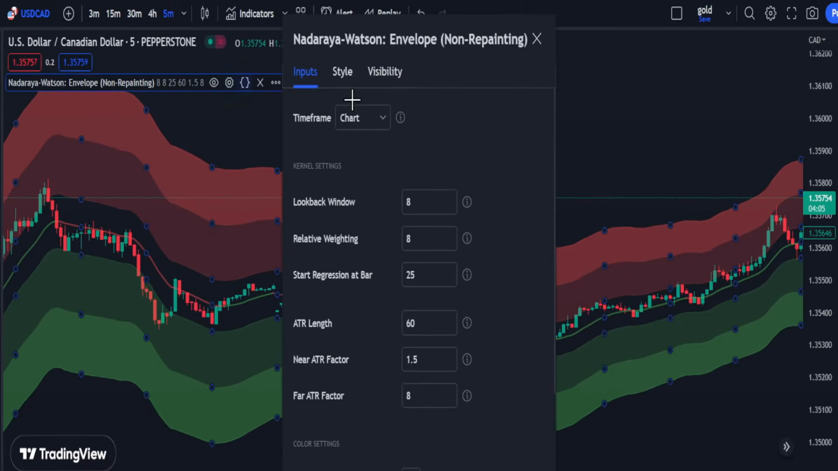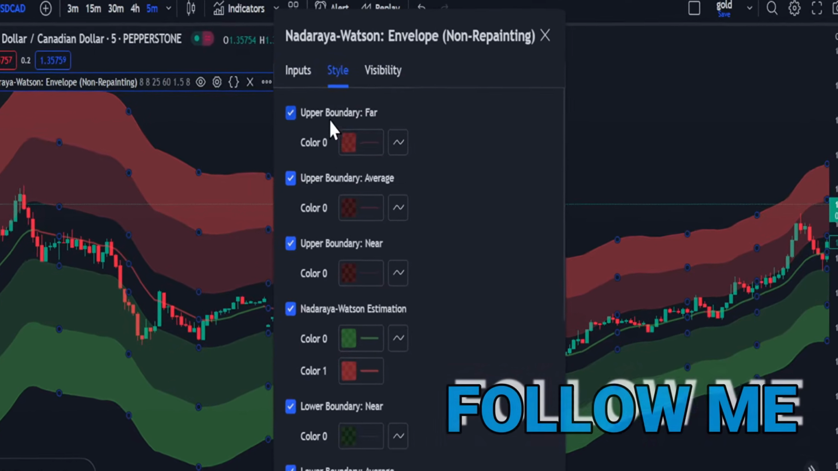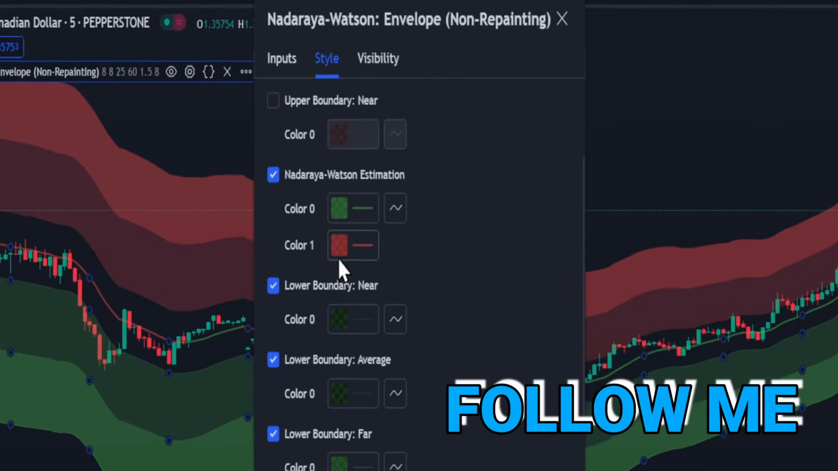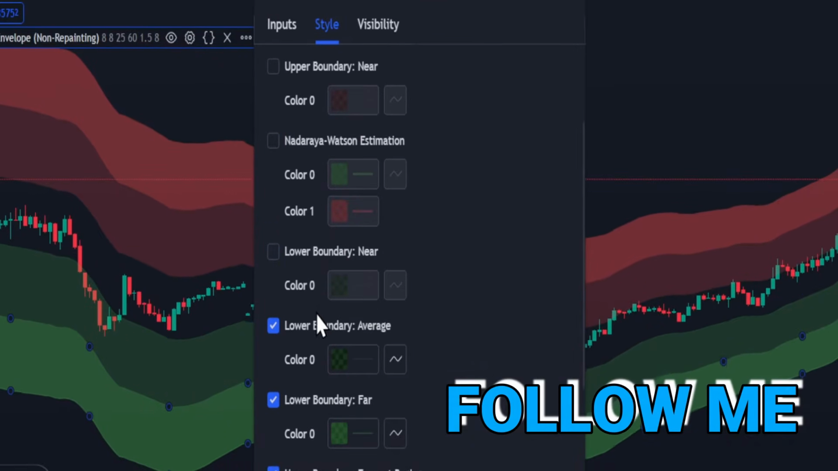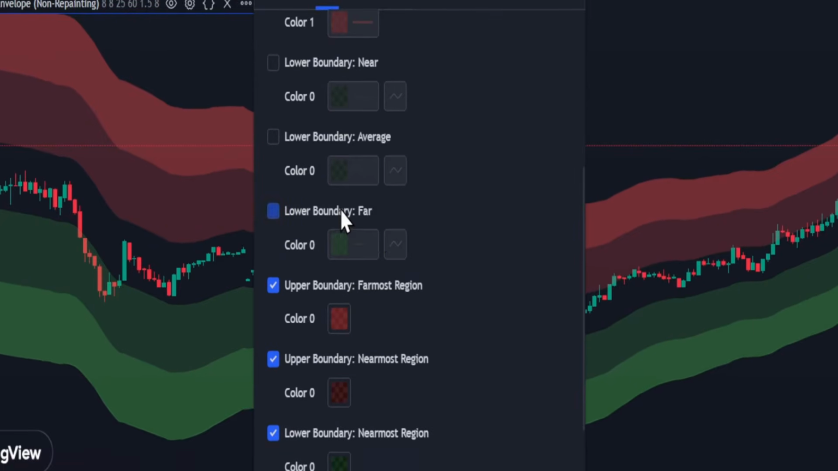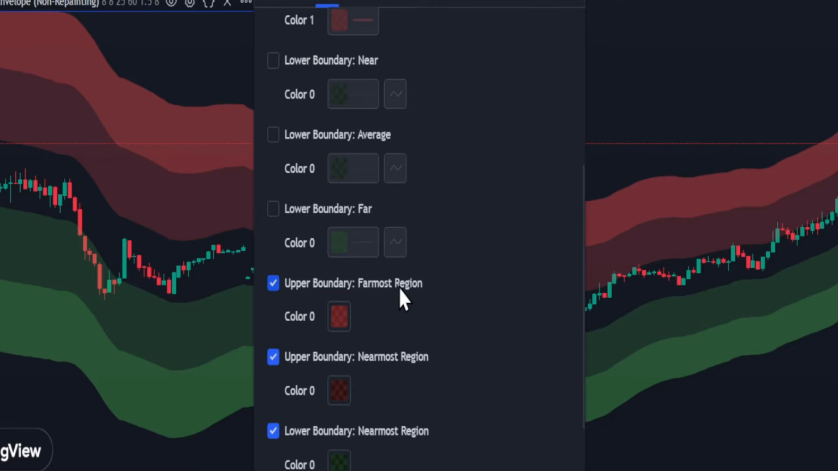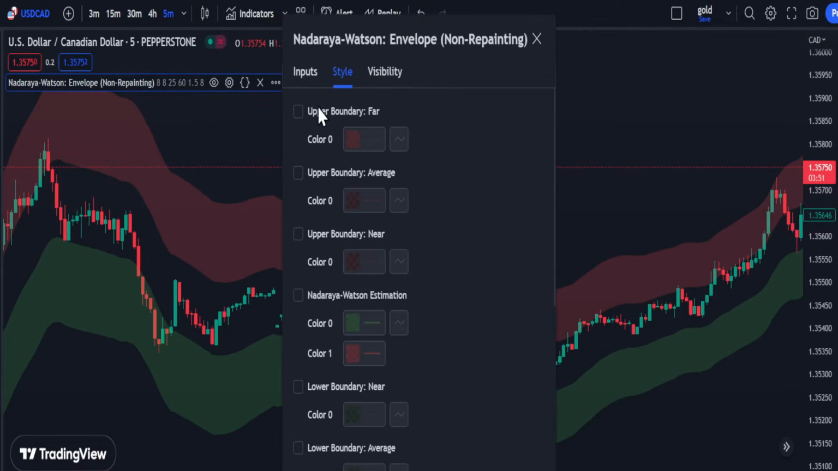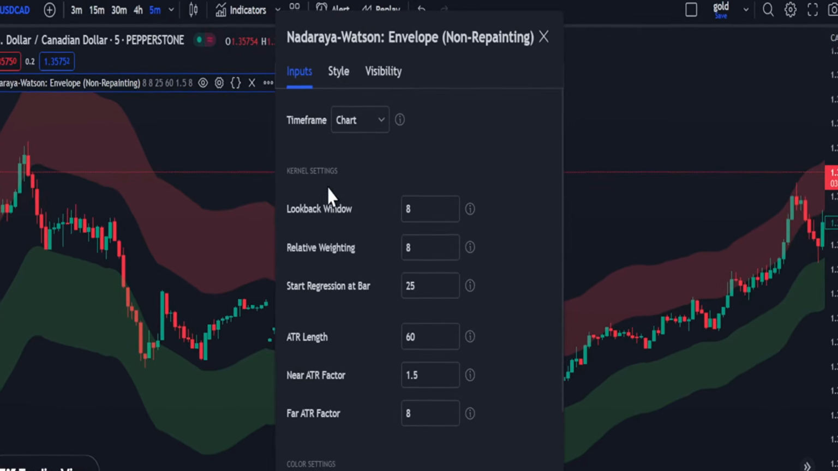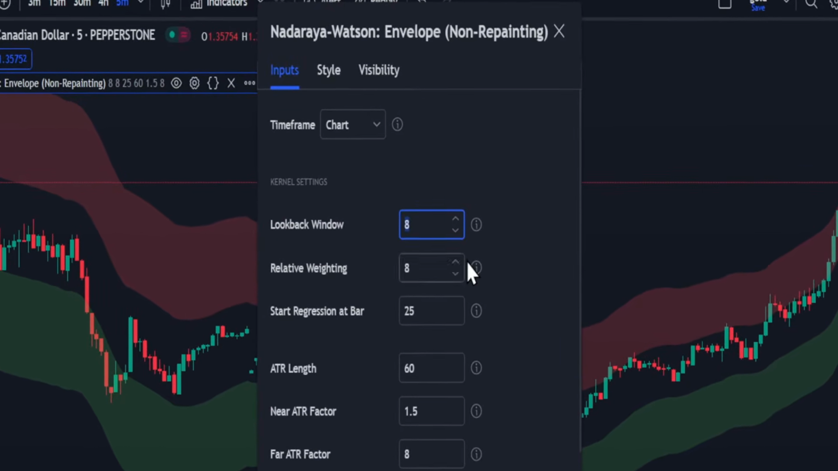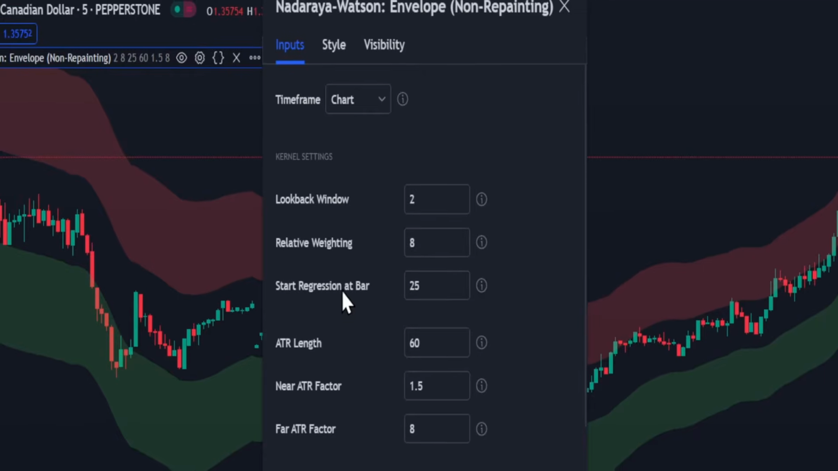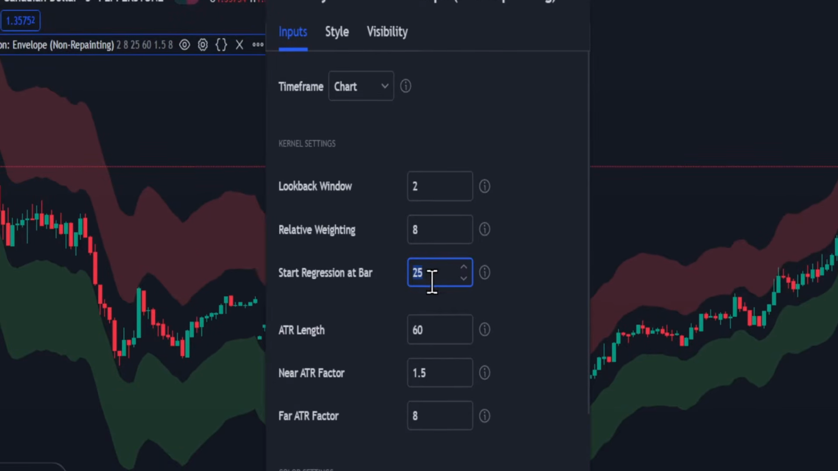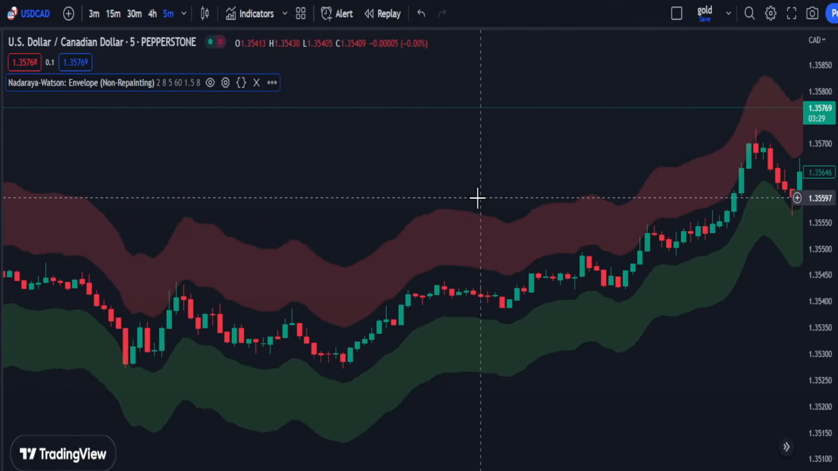Go to Settings. On the Style tab, turn off all of this. Just follow me. We will leave the nearmost region, these 2, on. Go to the Inputs, change the lookback window to 2. This one remains 8, and change this regression bar to 5. Okay, and click OK. Now let's add our second indicator.